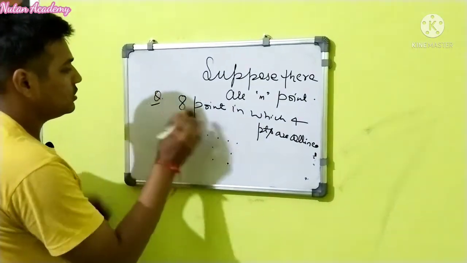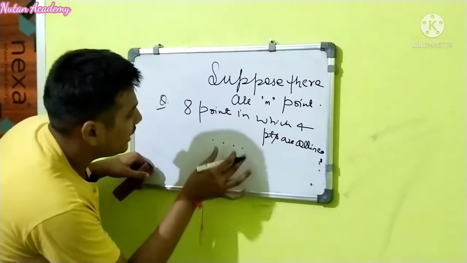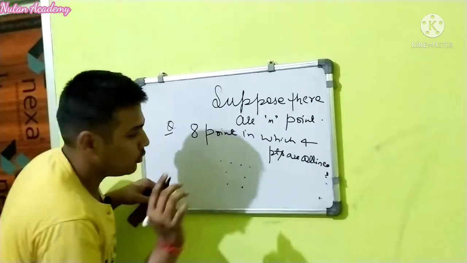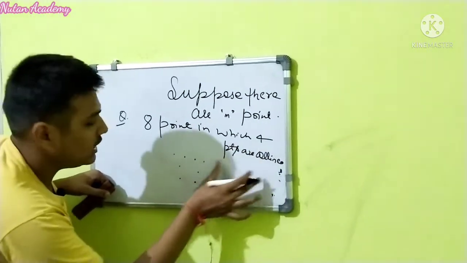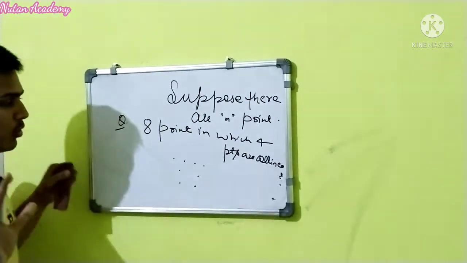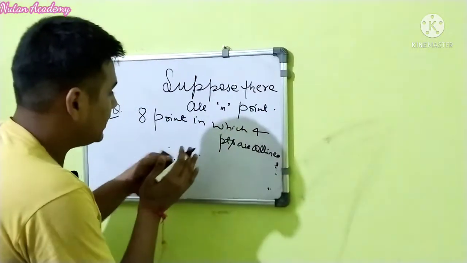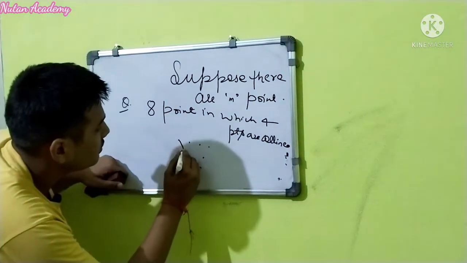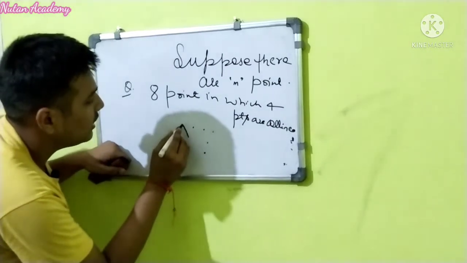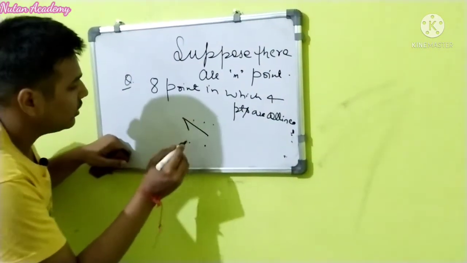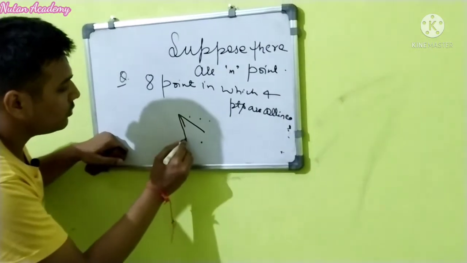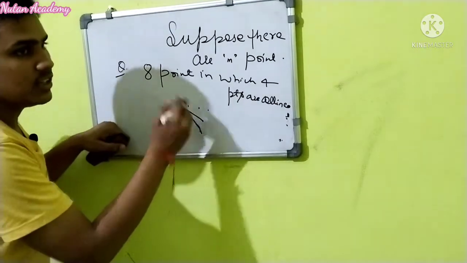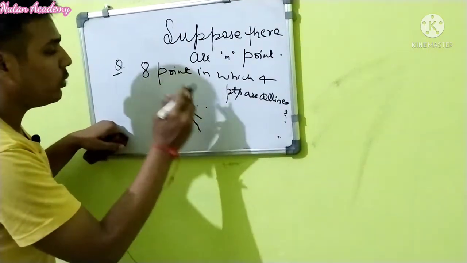The question can easily be understood by looking through it. Count 8 points. If there are 8 points in which 4 points are collinear, then out of these, the remaining 4 are non-collinear, no problem. So how many straight lines can you draw? The first straight line can be drawn in this way. The second straight line can be drawn by joining this point. The third straight line can be drawn from this point. The fourth straight line is drawn from this point. Again, repeat this from this point, this point, this point.